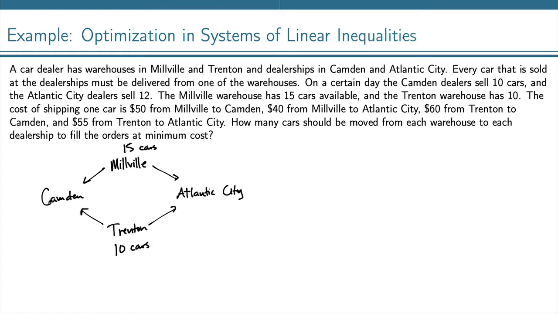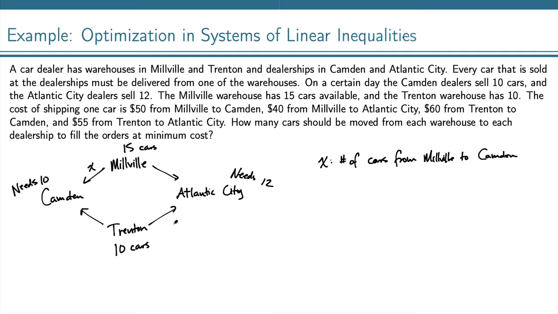Furthermore, we know that Camden needs 10 cars, and Atlantic City needs 12. Okay. So all the information that's given here, we need to make sense of it using some variables. So what we're going to do is let x be the number of cars from Millville to Camden. Okay, so that's this arrow right here.